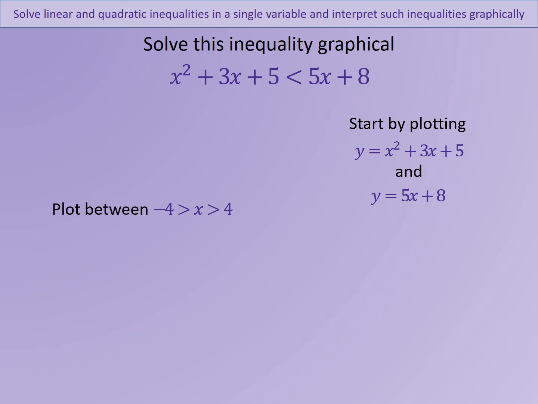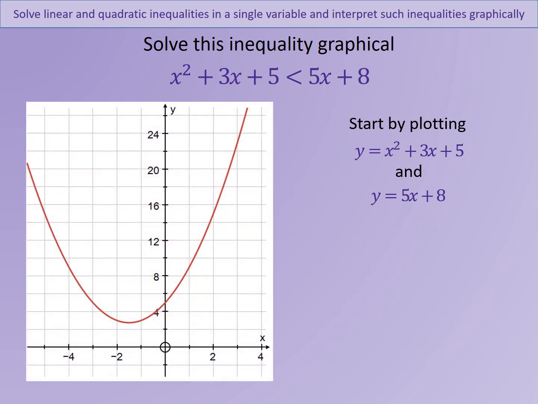So again, the idea is that we plot both of those curves and then make decisions about where the x values are that work. So this is the quadratic. You can plot that by using the skills that we've done previously on quadratics. So there is a y-intercept of 5. You could complete the square to find where the minimum point is. There are no x-intercepts, and you could use various methods to determine that. So there is the quadratic.